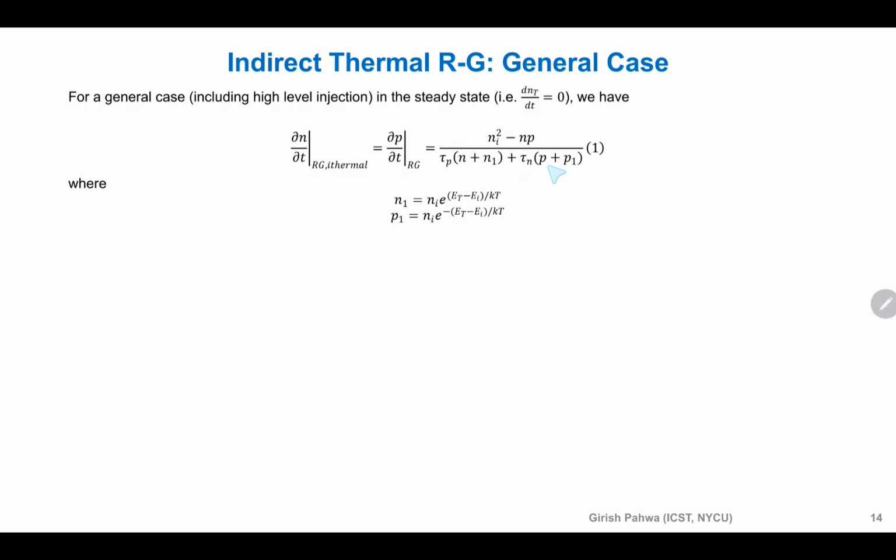Similarly, you have P1. P1 is equal to Ni into e to the power minus of Et minus Ei by kT. This formula is also called the Shockley-Read-Hall, SRH, recombination generation formula. So whenever you run a TCAD, in the physics section you have to specify this recombination generation model. This is the model that is usually used in the TCAD. SRH recombination. Okay, Shockley-Read-Hall, of course, the names of the scientists.